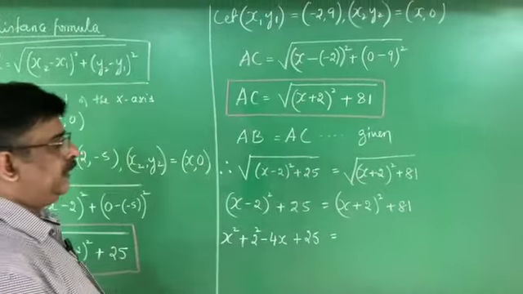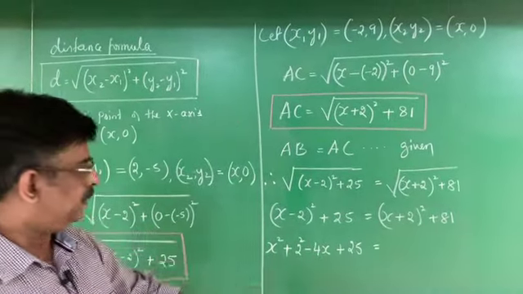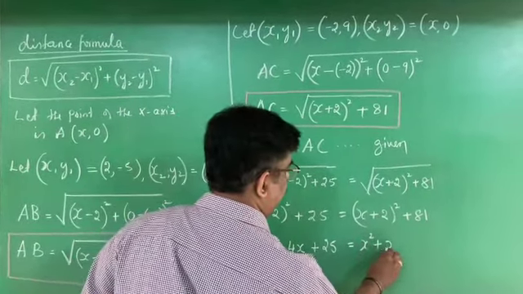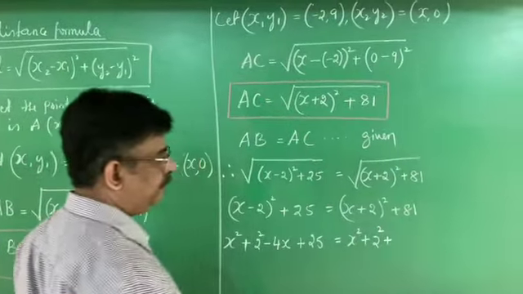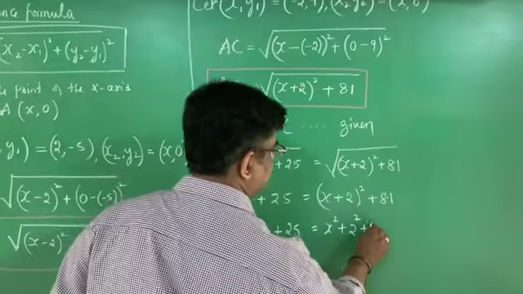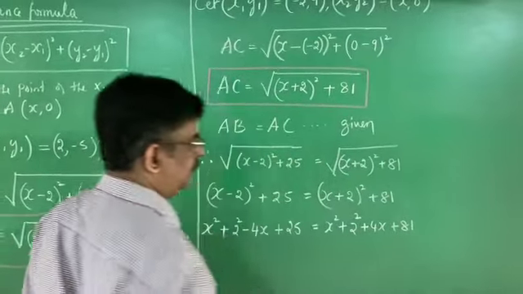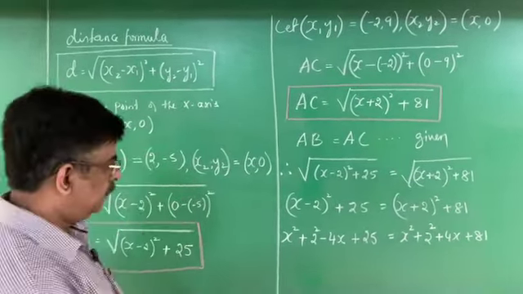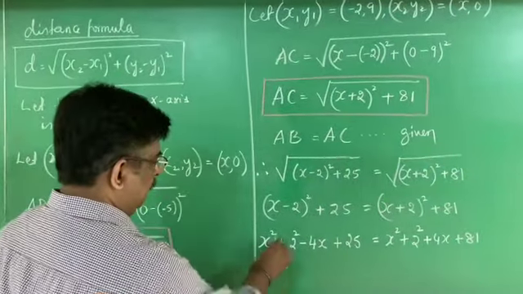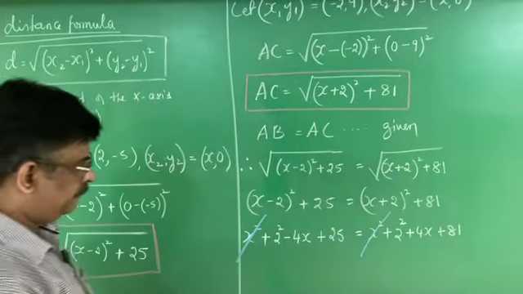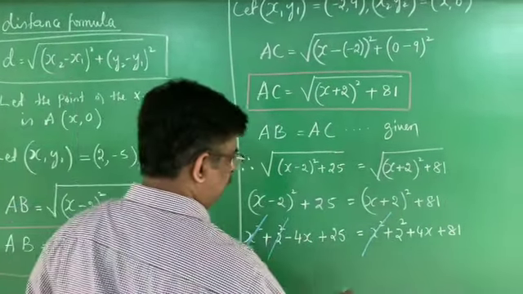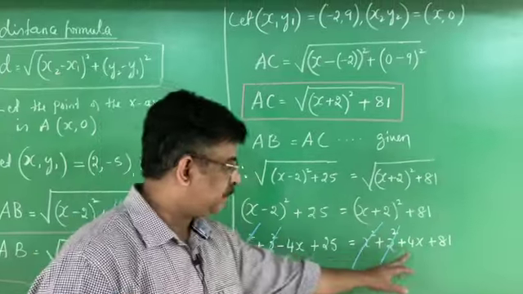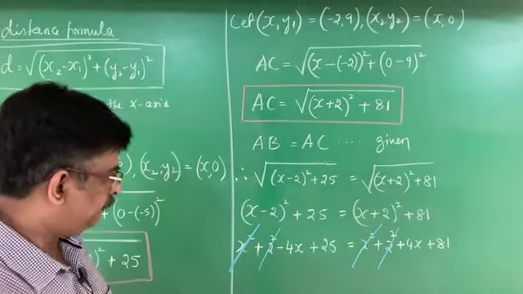Now this one: (a plus b) whole square is a square plus b square plus 2ab. This is minus 2ab, that is plus 2ab. a square, x square, plus b square, 2 square, plus 2ab, 2 into x, 2x, 2x into 2, 4x, plus 81. Before simplifying, if you find common factors on both sides, eliminate them. I can easily eliminate x square, gone. Plus 2 square, plus 2 square, both sides same number. Don't eliminate this 4x: this is minus 4x and this is plus 4x. If you combine it, it becomes 8x. You can't do that.